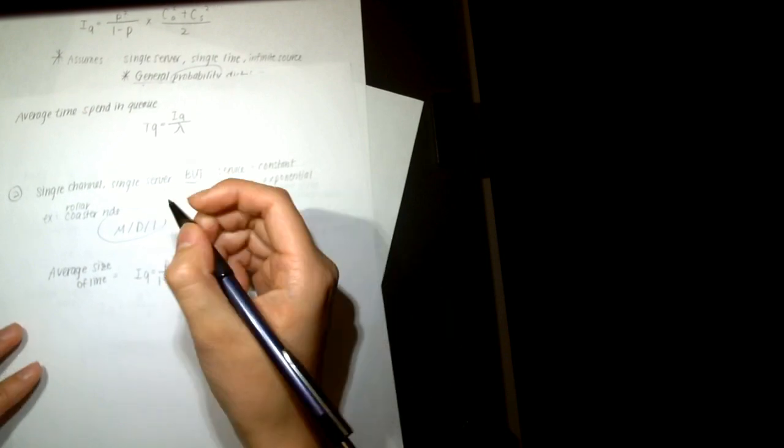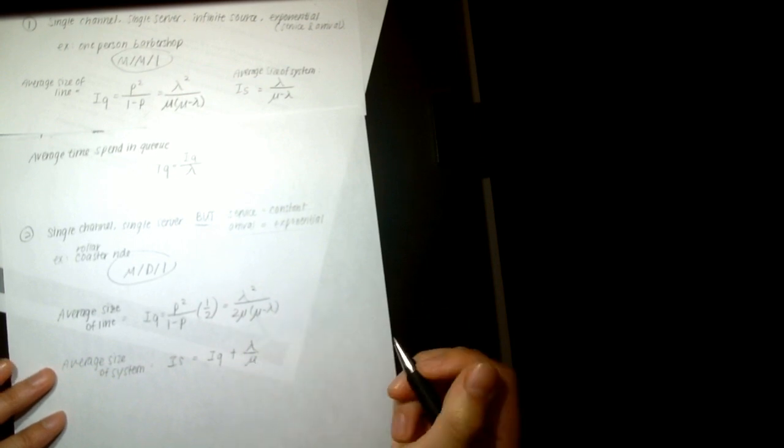Okay. So in this case, the average size of the system would be IS equals IQ plus the utilization, and the average time in the line would be the same. It would always be using the Little's law, so it would be same as this one here.